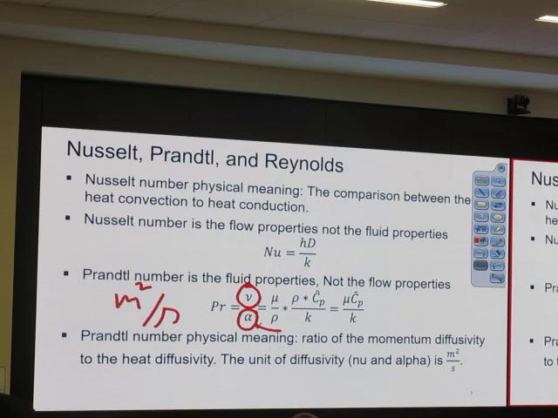In what kind of fluid? By the way, this is a fluid property. Prandtl number is not a flow property, it's a fluid property. For some fluids, Prandtl number is very small, I mean less than 1. What do you think that fluid could be? What is a fluid whose Prandtl number is lower than 1? That can transfer heat very quickly, but transfer momentum not quickly.